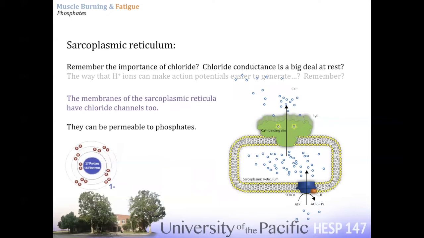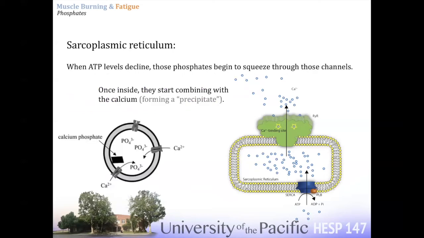And remember, in the sarcoplasmic reticulum you have chloride channels, and those are permeable to your phosphates. Now, if your ATP gets very low, you don't just have phosphates running in there, roughhousing whenever they feel like it. But if your ATP levels get low, phosphates can squeeze through those channels and get inside the sarcoplasmic reticulum, and they can bind to the calcium in there. If a phosphate gets inside and binds to the calcium, you get this calcium phosphate precipitate, whatever they call it.